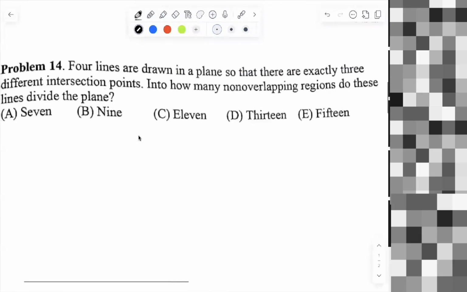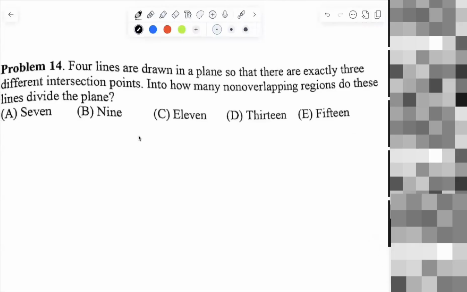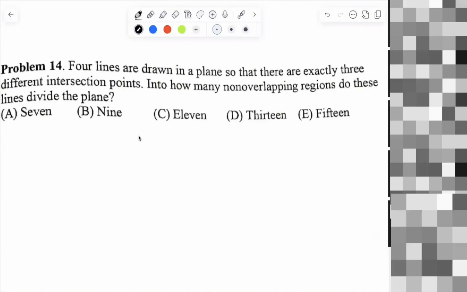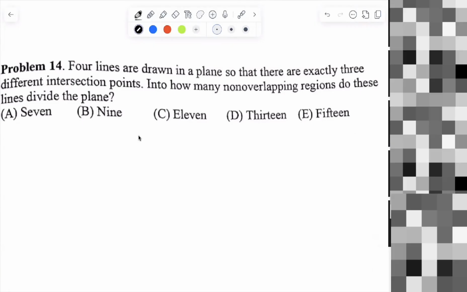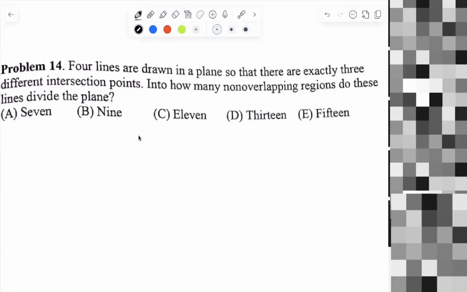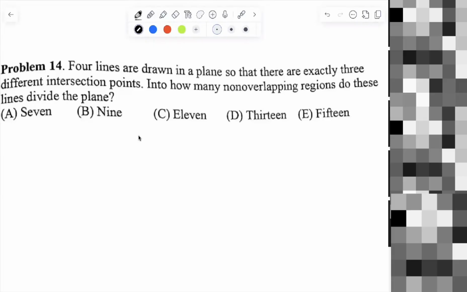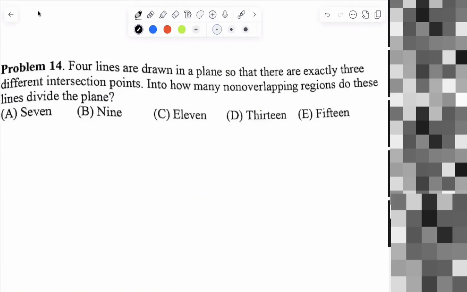Let's do problem 14. 4 lines are drawn in a plane so that there are exactly 3 different intersection points. Into how many non-overlapping regions do these lines divide the plane? You guys have a try on this question and tell me your answer in chat. A hint is you can just draw a diagram.